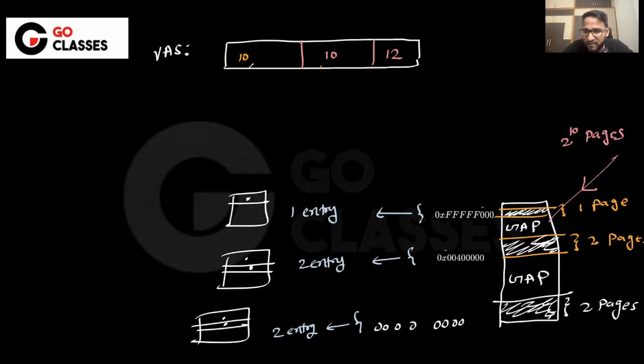I think this is F. This is just 0. I think this is too far. One page is 2 power 12. So basically, you can even calculate it exactly. 2 power 10 pages means these many bytes, which is 2 power 22 bytes, right?